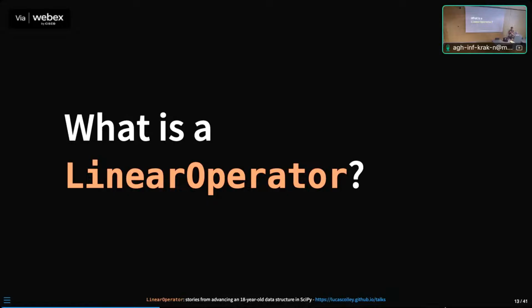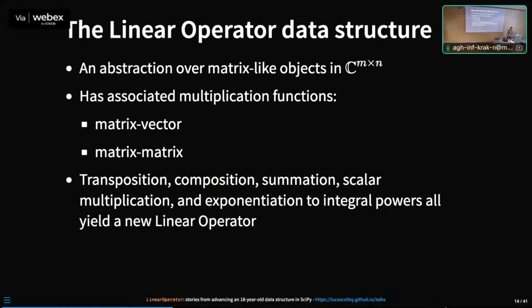Okay, what actually is this data structure then? It's an abstraction over these matrix-like objects. You have two dimensions, can be square, can be non-square, can have complex elements, real elements. But crucially, they have these associated multiplication functions. So what do they do to a vector? What do they do to a matrix? And this is linear algebra, so you can combine them in lots of different ways, and you get some new linear operator out that does different things to a vector or a matrix, but it's all definable in terms of the input.